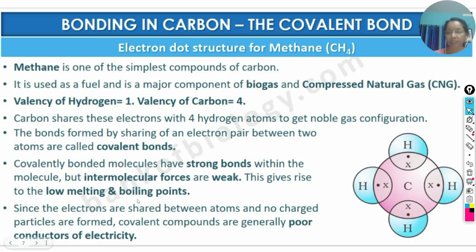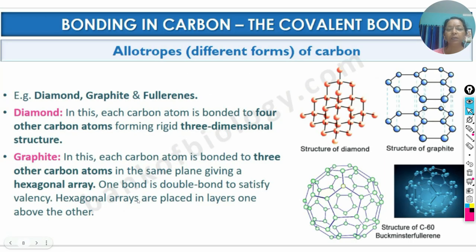Then one special property of carbon is allotrope formation. That means carbon, by arranging its atoms in a different way, forms a different form. For example, this is a structure. See the arrangement: one carbon is joining with four other carbon atoms and forms a special structure.